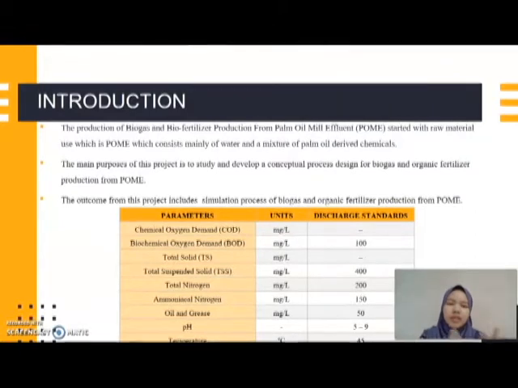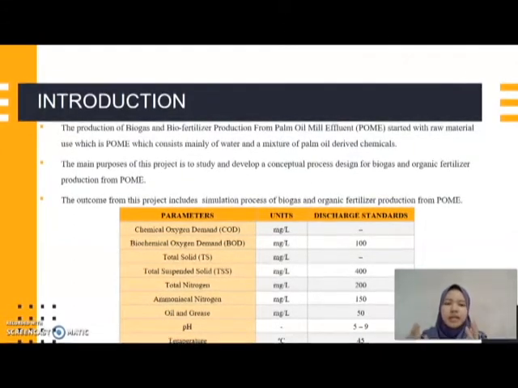Okay, first I will proceed with the introduction part of this project, which is the production of biogas and biofertilizer from the POME, started with the raw material that we use, which is the POME, palm oil mill effluent, that consists mainly of water and a mixture of palm oil derived chemicals. And the main purpose of this project is to study and develop a conceptual process design for biogas and organic fertilizer production.